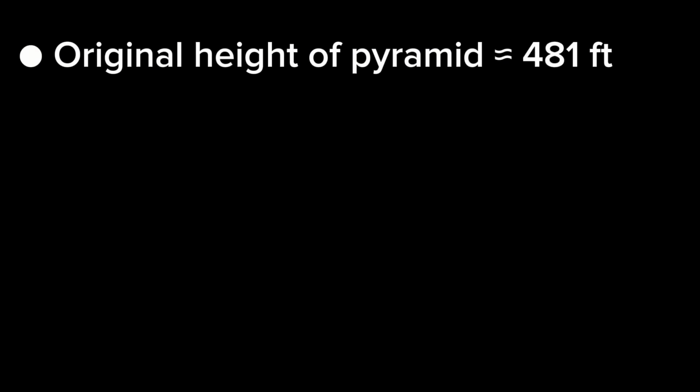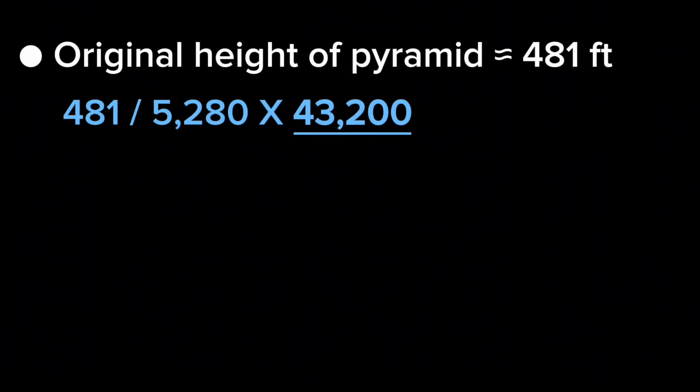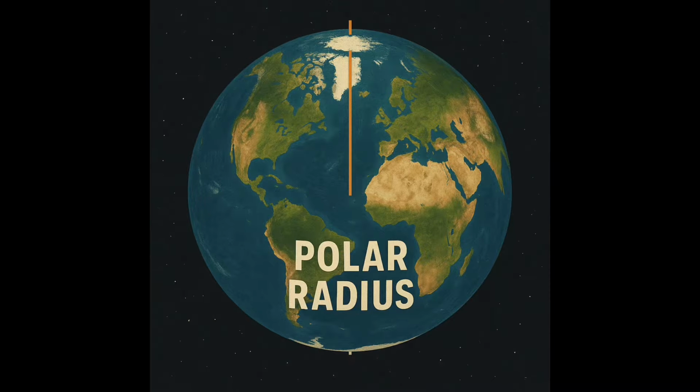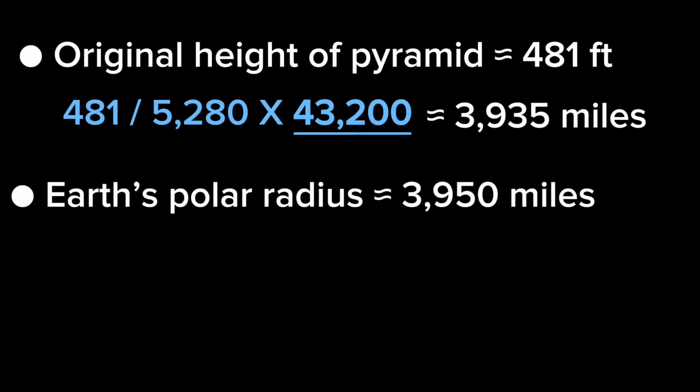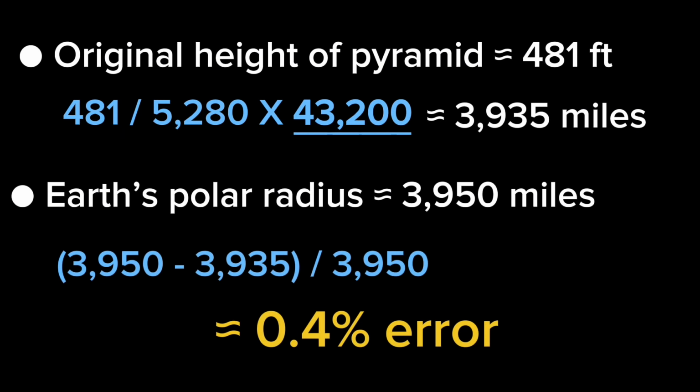Now if we take the original height of the pyramid, which is about 481 feet, again, we convert this to miles and we multiply this by 43,200, we get about 3,935 miles. Earth's polar radius, so the distance from the center of the Earth to either one of its poles, is about 3,950 miles. This means that the original height of the pyramid times 43,200 gets us a number very close to the polar radius of the Earth with only about 0.4% error.